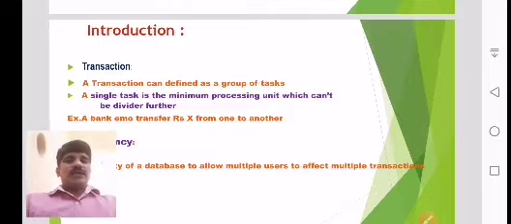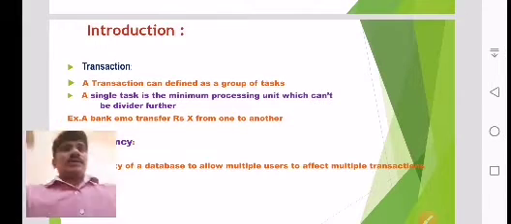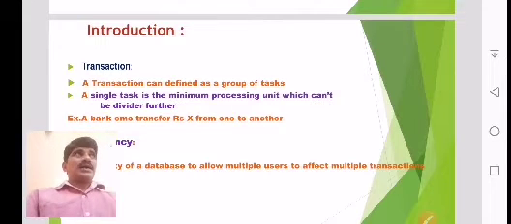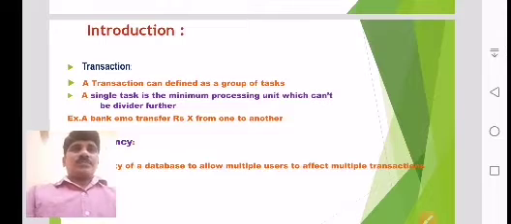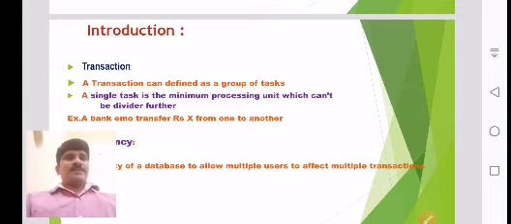For example, in bank transactions, a bank employee transfers some amount X from A to B. This is one type of transaction. Or a student can share some textbooks or material from one student to another student. So this is a transaction. Simply we can say that a transaction is nothing but an activity.